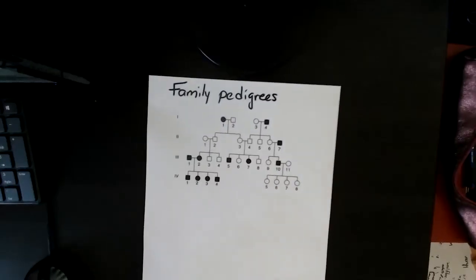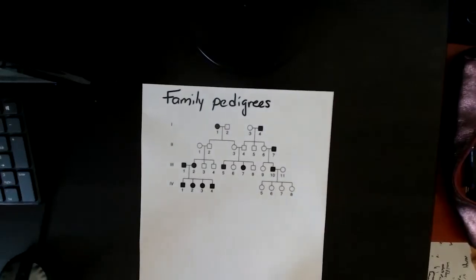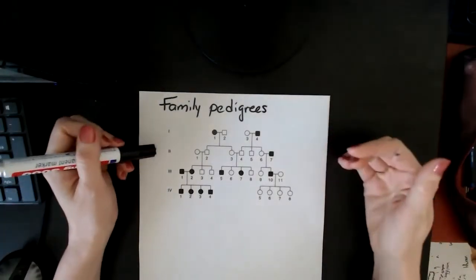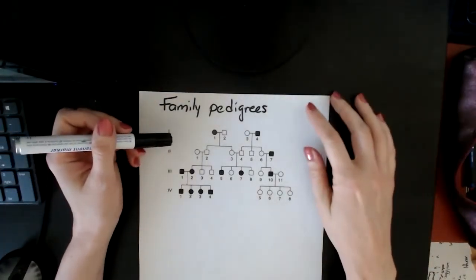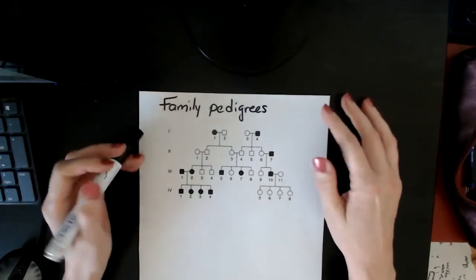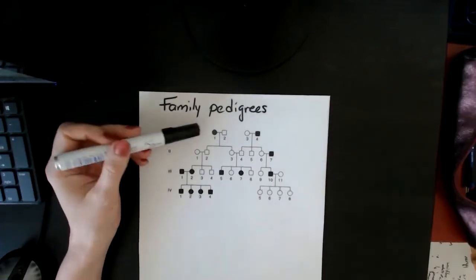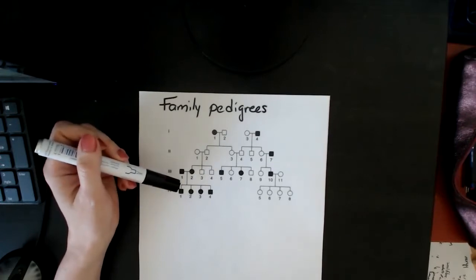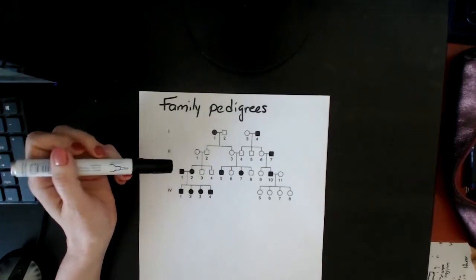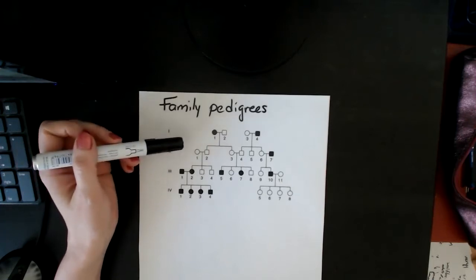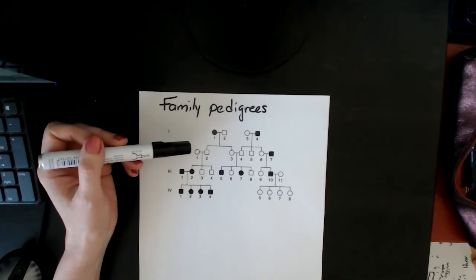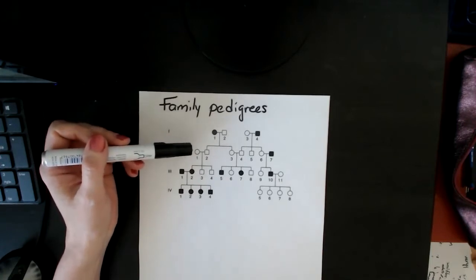So, family pedigrees, which is just a fancy way of talking about a family tree, really. Family pedigrees are usually used to trace diseases or other mutations, but usually diseases, through a family tree. There are two main things you want to think about here. One of them is the disease: is it caused by a recessive mutation or a dominant mutation?